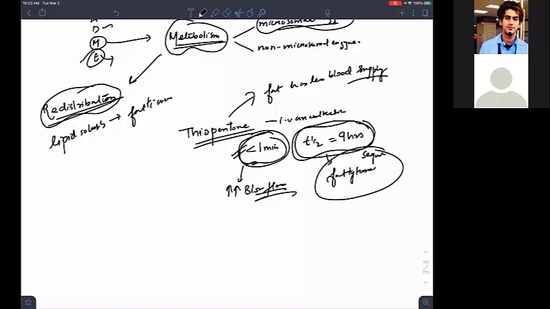That's beautiful. I like this mechanism. This thiopentone, very nice mechanism. This is from my anesthetic part. So this is what is actually happening at this level.